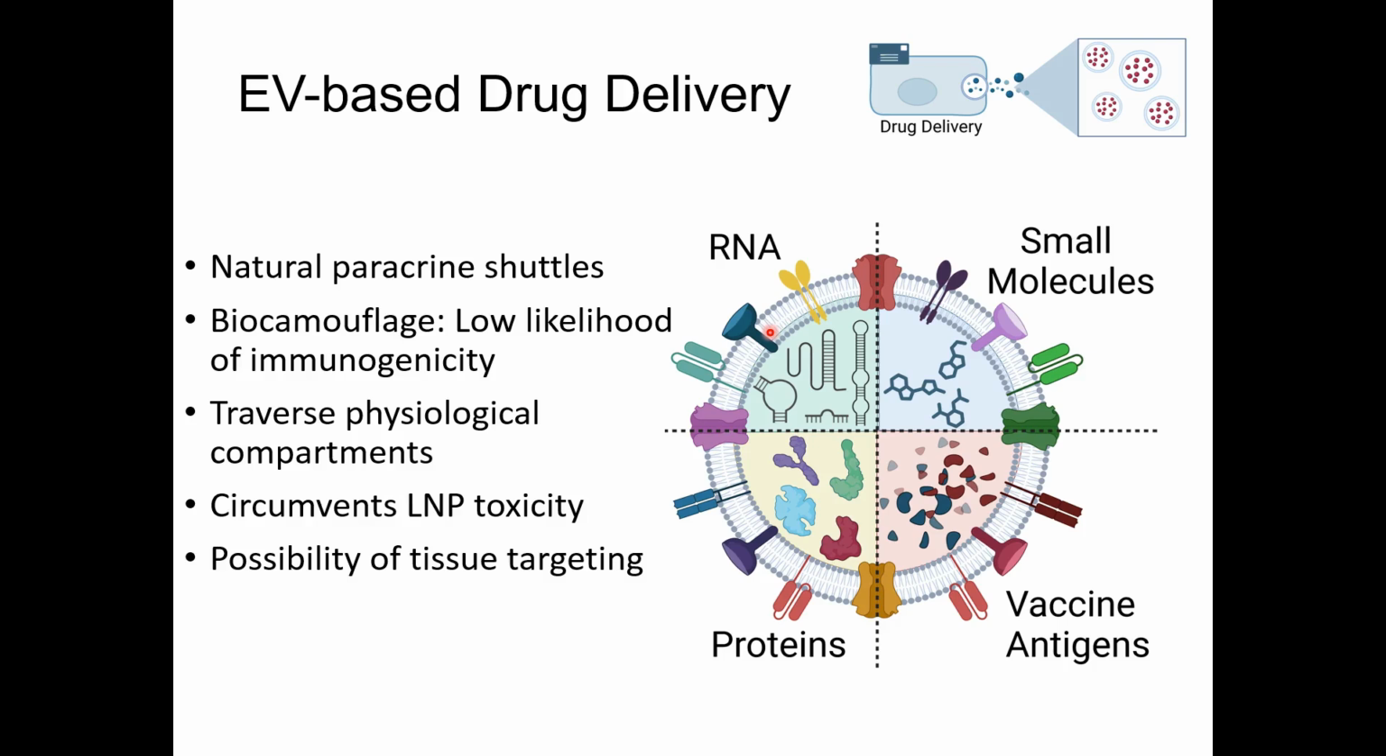Using EVs circumvents lipid nanoparticle toxicity, which is fairly pronounced when you look at the RNA therapeutic trials, some of which have ended because of toxicity issues. And then also the possibility of targeting tissue by designing, or at least choosing, where that EV comes from. And of course, the cargo we've discussed before: they can be RNA therapeutics, they can be small molecules like doxorubicin and other chemotherapeutic agents, they can be vaccine antigens, and they can be proteins like growth factors and the like.